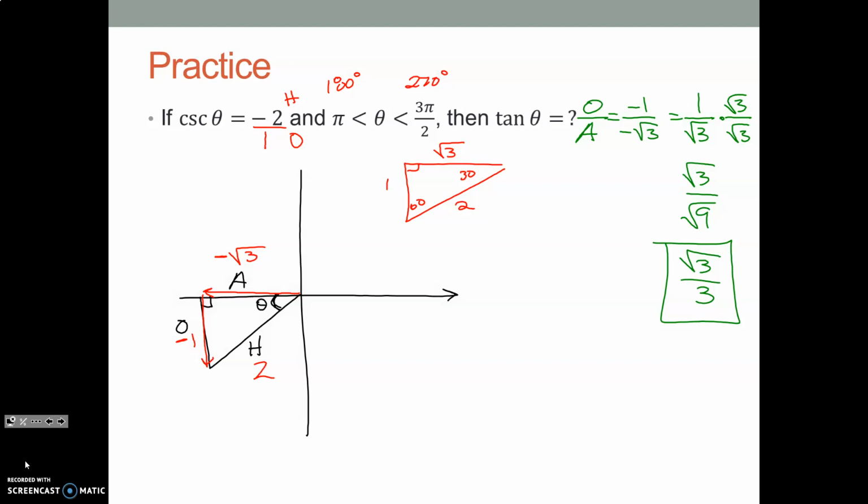And again, those are just some practice ACT type problems. We will work on those more next time in class.